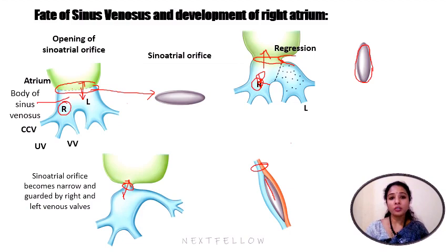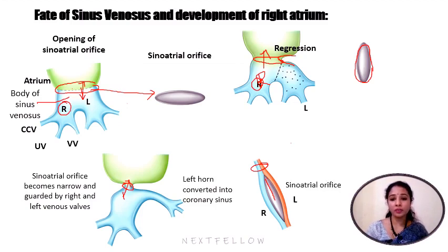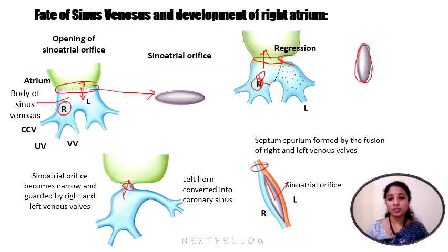The right horn of sinus venosus receives all the venous blood through the superior and inferior vena cava, whereas the left horn regresses and becomes only the coronary sinus. So the left horn is converted into the coronary sinus. This is the right venous valve, left venous valve, with the sinoatrial orifice, the gap, in between, and this is the septum spurium, which is formed by the fusion of the right and left venous valves.